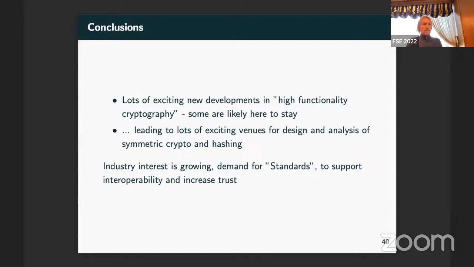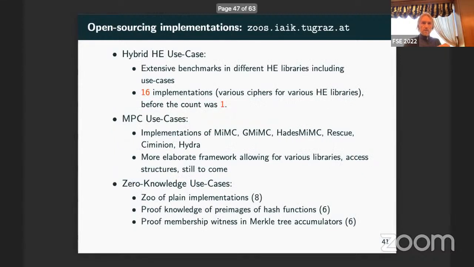So what this means, I guess, is even more of a community effort to agree on what is a good design. And in order to support this, I'm happy to announce that we open sourced many more of our implementations. This website went live yesterday, and for all three domains that I covered today, the count of publicly available implementations increased, sometimes a lot. In the case of homomorphic encryption, well, this is out already for half a year or so. Before it was one, now it's actually 16.